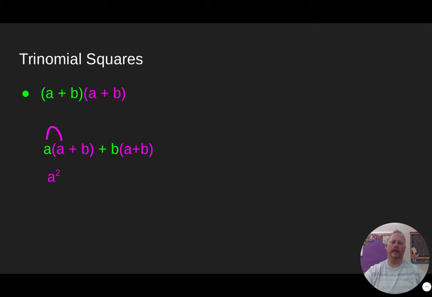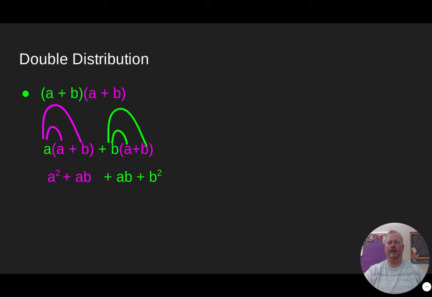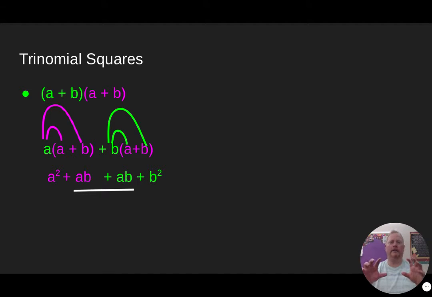So a times a is a squared. A times b is ab. B times a is ba, or ab. BA, AB, same thing. And then b times b is b squared. If I take a look, I've got two like terms. I've got ab and ab. Well, if I've got two of them, that means I've got 2ab.